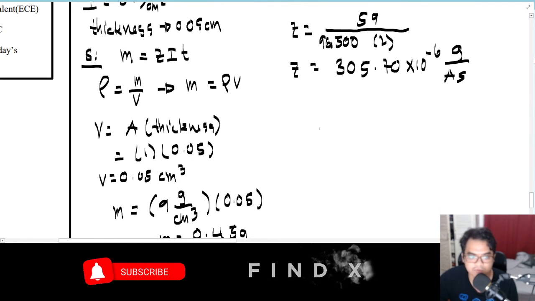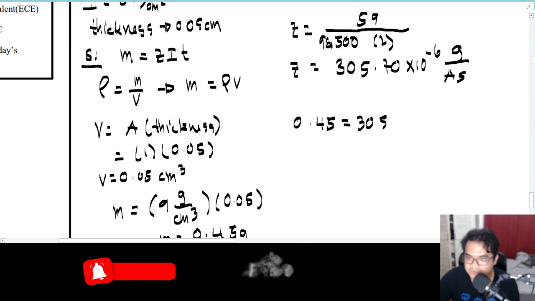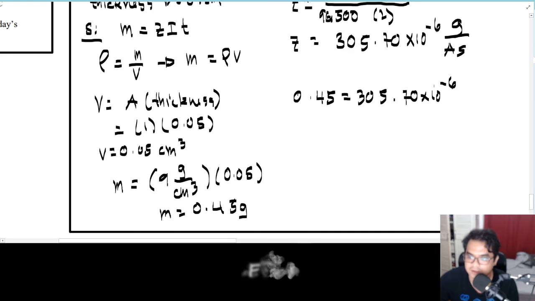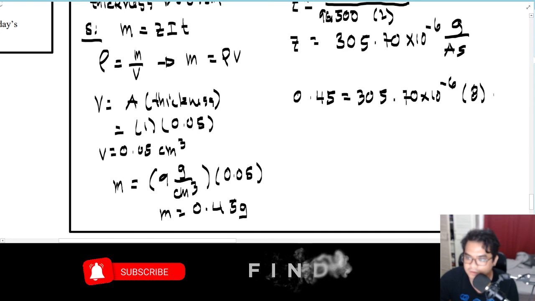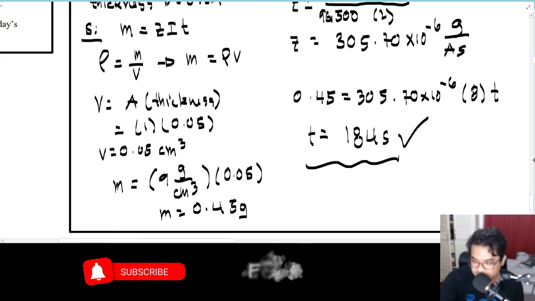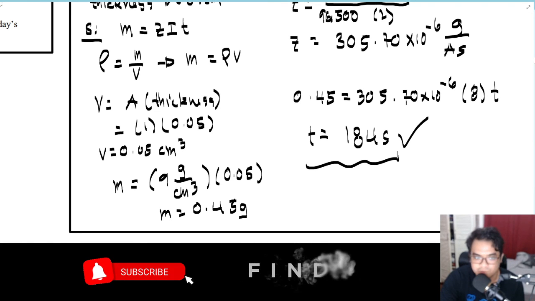And then applying the formula M is equal to ZIT, M is 0.45, and Z is 305.70 times 10 raised to negative 6, and the current is 8 ampere. Yeah, it's 8. If you use your calculator to solve that, T will be equal to 184 seconds. And that will be your final answer. Let's move on to the next topic.